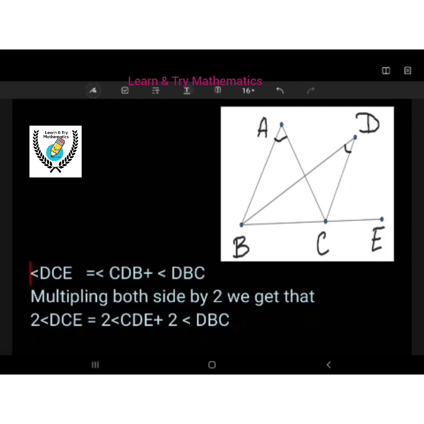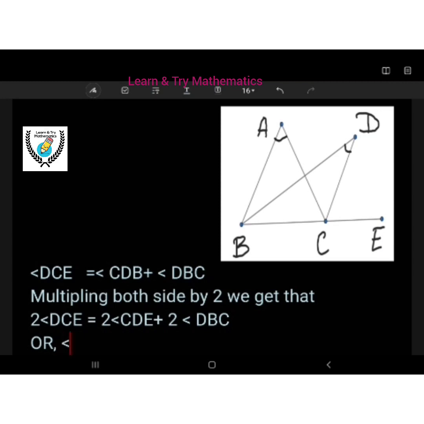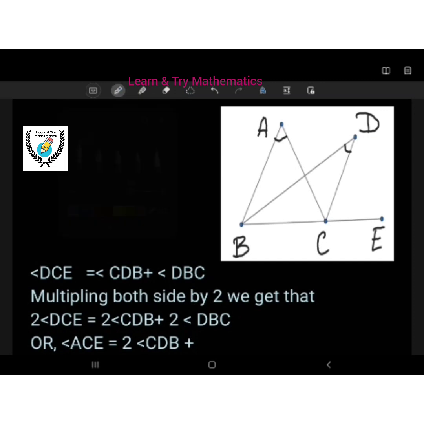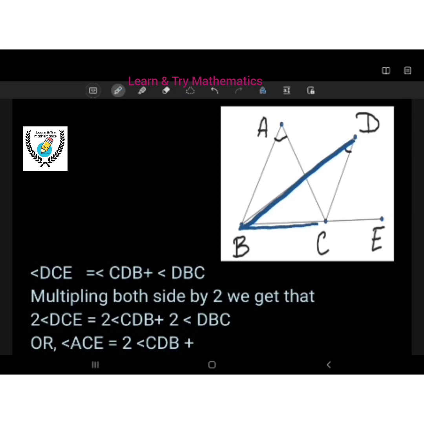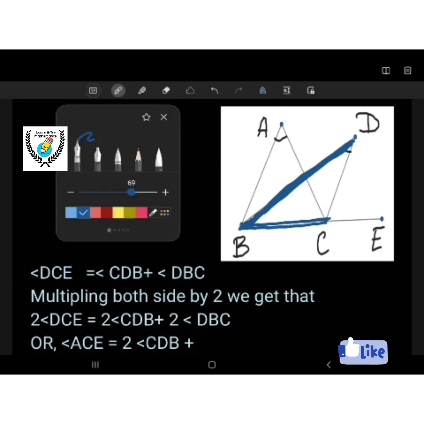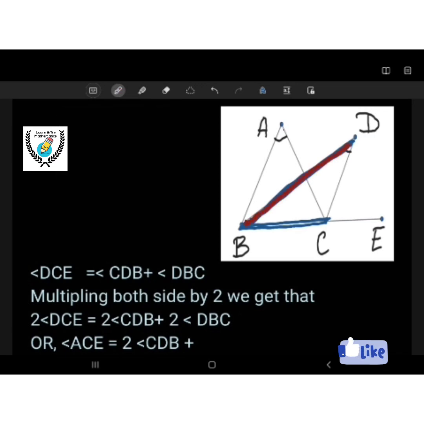Then here we can write that instead of 2 angle DCE, angle ACE equal to 2 angle CDB plus 2 angle DBC. Again BD is the bisector of angle ABC.